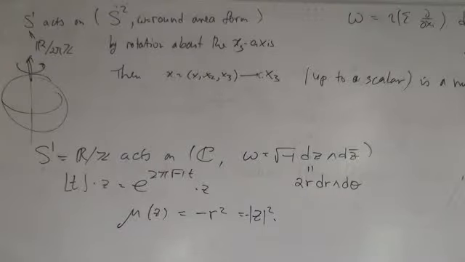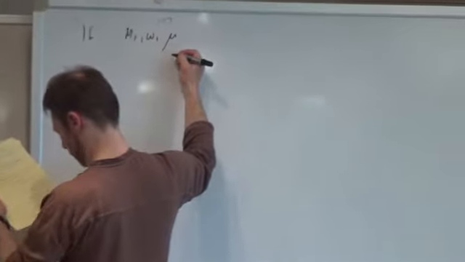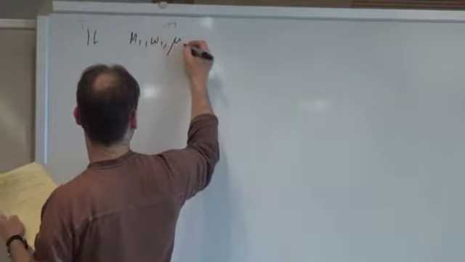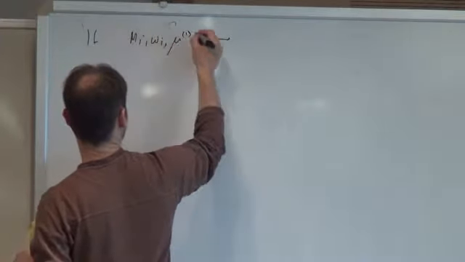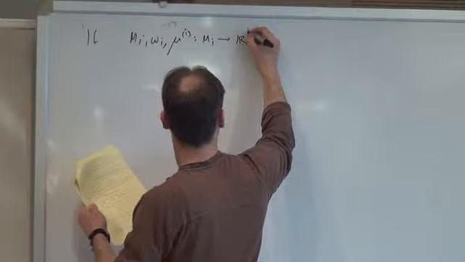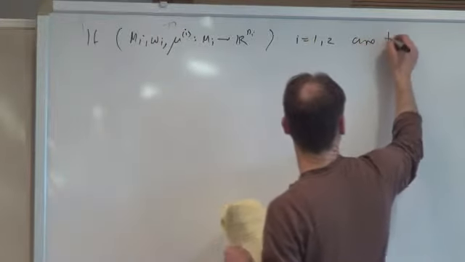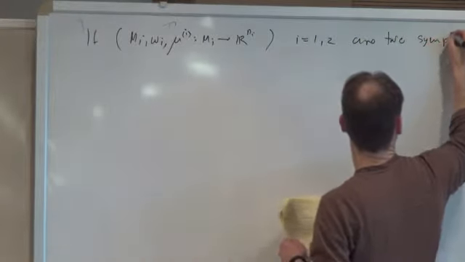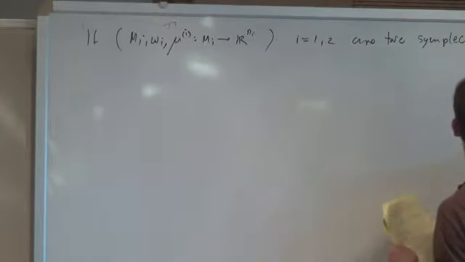Right? And finally, a throwaway remark: if m1, omega 1, well, here things get a little hairy. Let's say mu1, m1, let's take mu I to R, and I equals 1, 2, R2 symplectic toric manifolds.